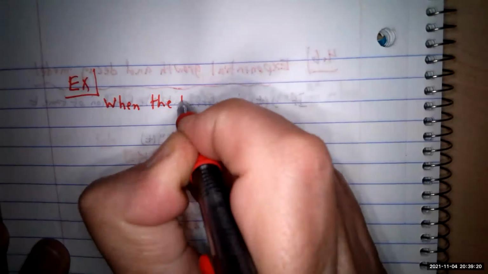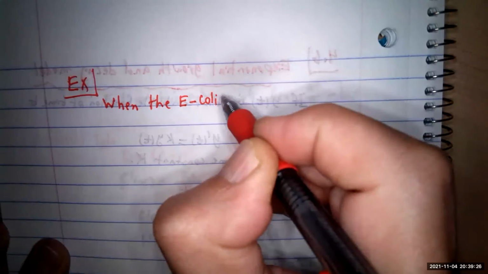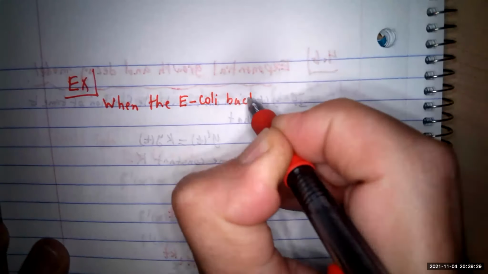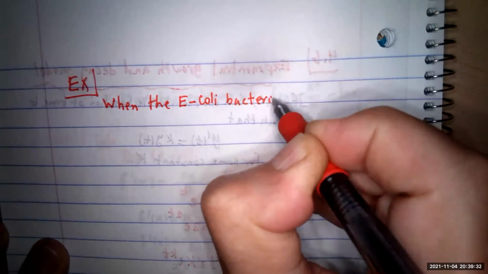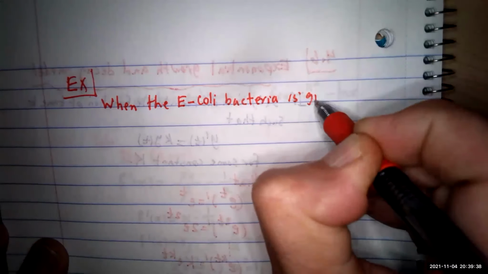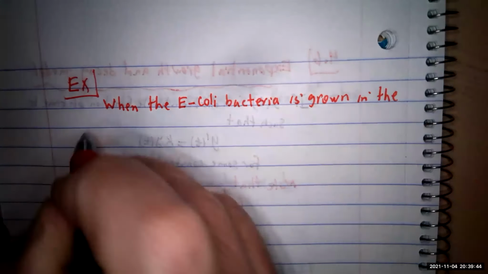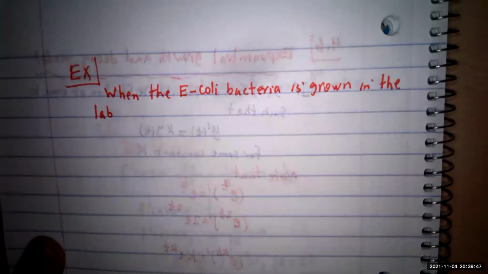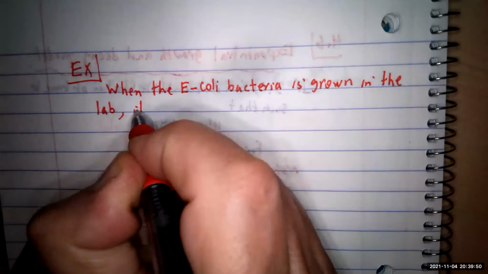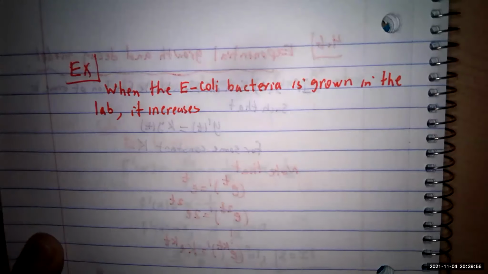So what is this? This is it. When the E. coli, this is a name of the bacteria. Okay, bacteria, I have to explain the problem. When this is going to be grown in the lab, what would happen? It increases. Okay, increases exponentially.